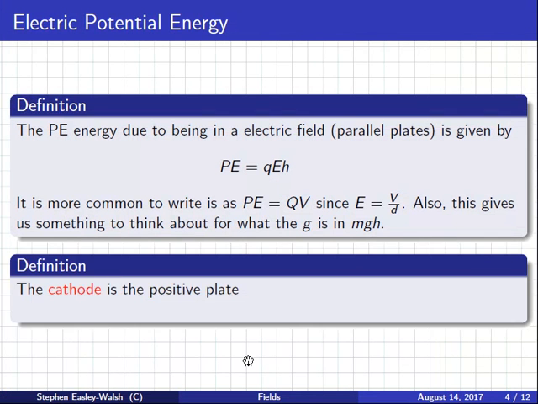For the moment, just leave a space. The cathode is the blank plate, and the anode is the blank plate, and we'll double check it now.